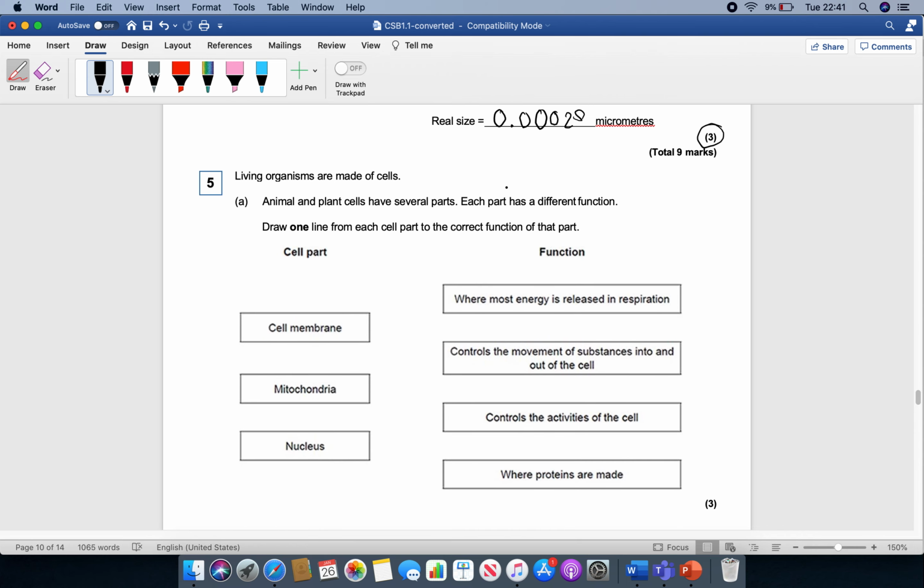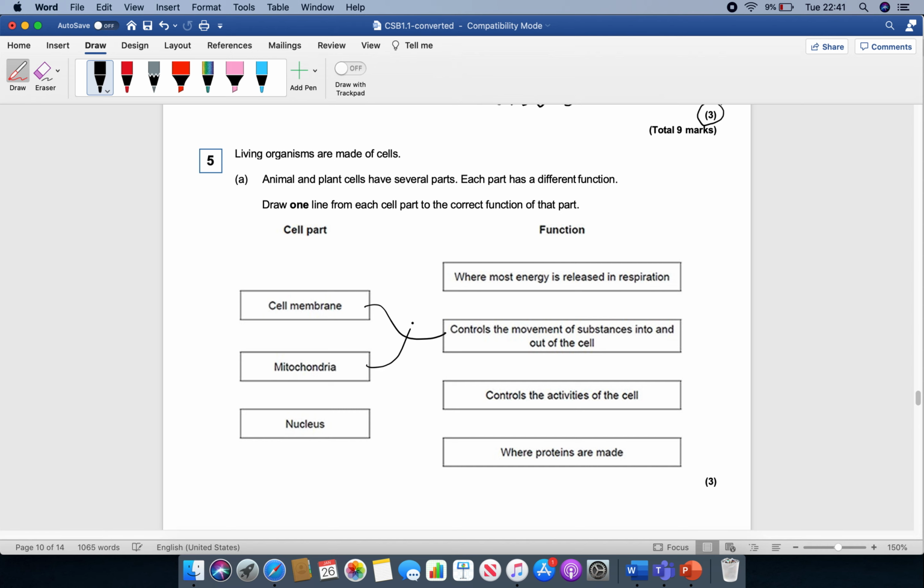So this is a simple question worth 3 marks. So the cell membrane controls the movement of the substances. The mitochondria is where the most energy is released, and the nucleus controls the activities of the cell. This option here is ruled out. This option over here would be the ribosomes, if there was, but for that you would get 3 marks.